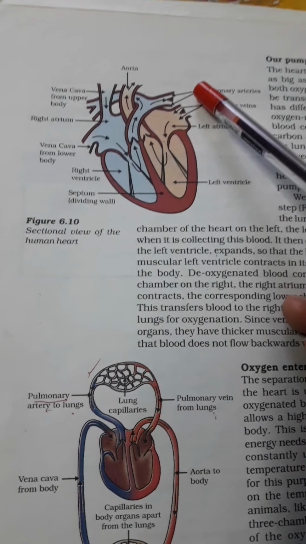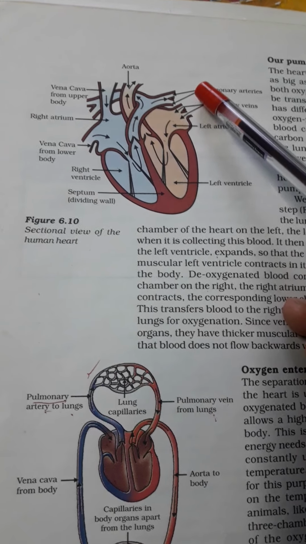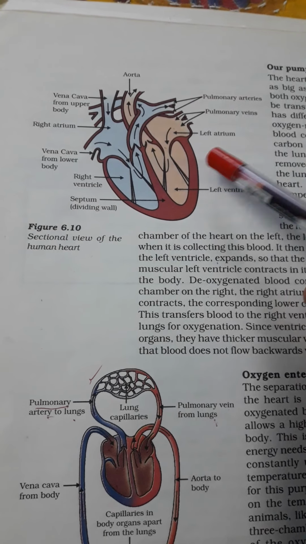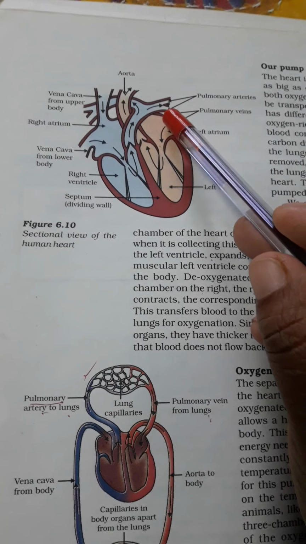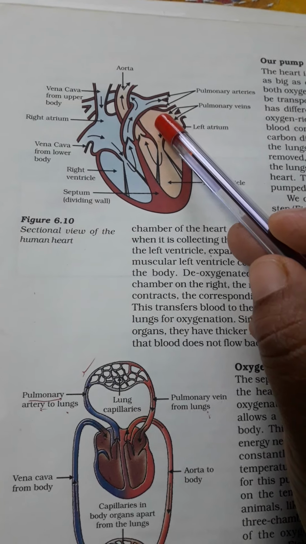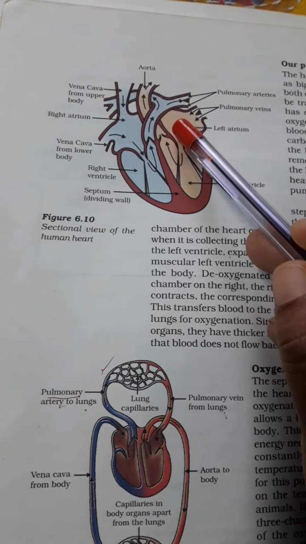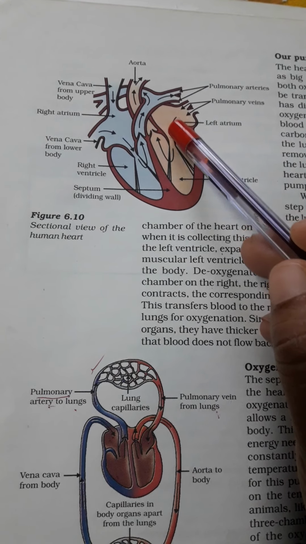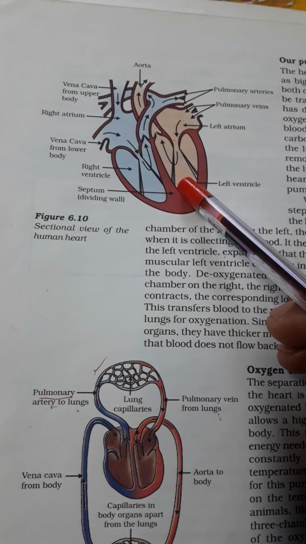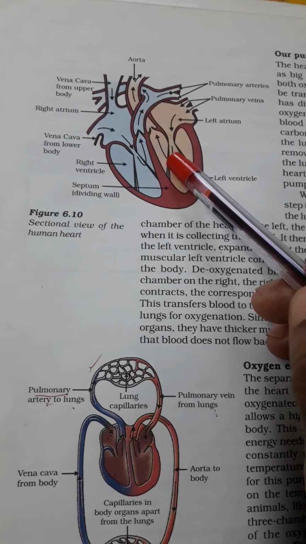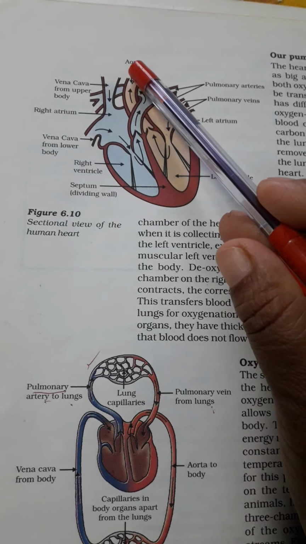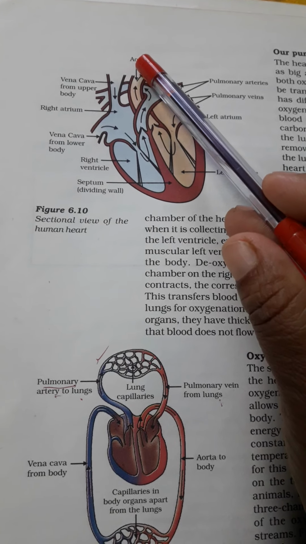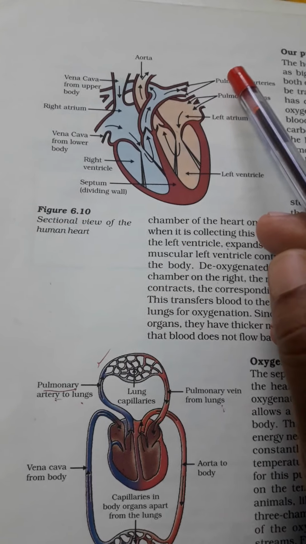lungs, where oxygenation takes place, and the oxygenated blood from the lungs is carried by the pulmonary veins. These two pulmonary veins bring the oxygenated blood from the lungs to the left atrium, and from the atrium it goes into the left ventricle, and from the ventricle, see, there is a thick pipe that arises that is called the aorta. It carries oxygenated blood to different parts of our body.